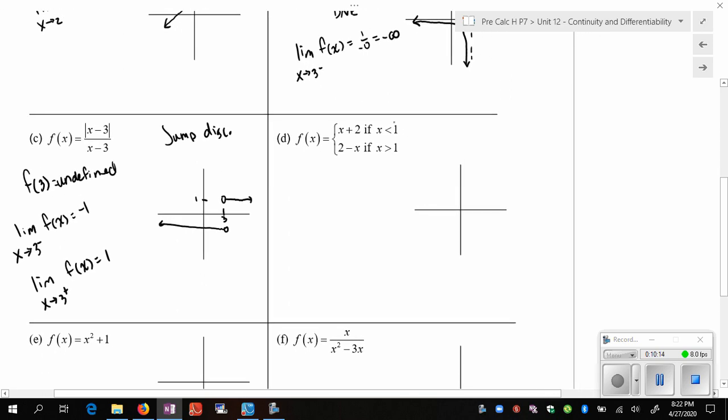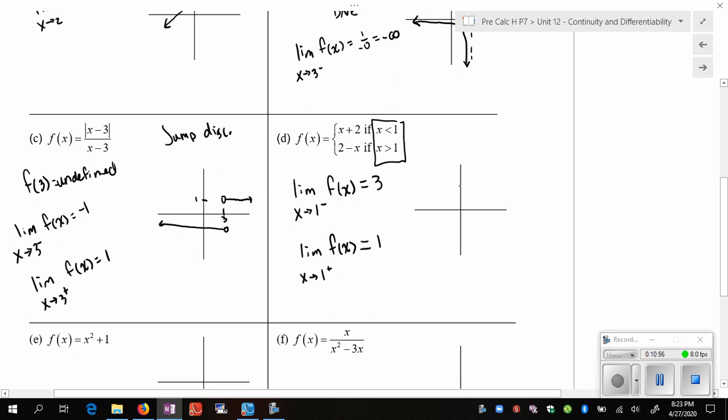The jump, if we had one, would occur at x equals 1. So let's take the limit as x goes to 1 from the left, and the limit as x goes to 1 from the right of the function f of x. So if I'm doing the limit as x goes to 1 from the left, I'm using the top piece of the function. If I plug in 1 there, 1 plus 2 is 3. And the bottom piece of the function, if I plug in 1, 2 minus 1 is not 3, it is 1. So this is going to be a jump discontinuity.